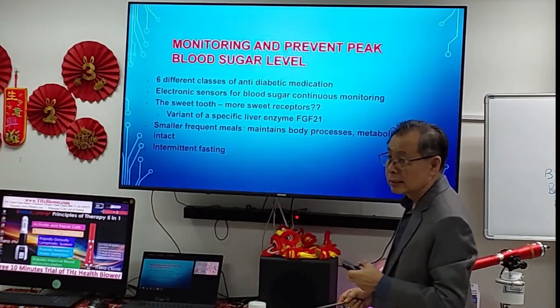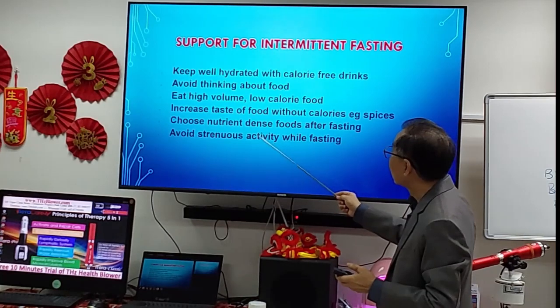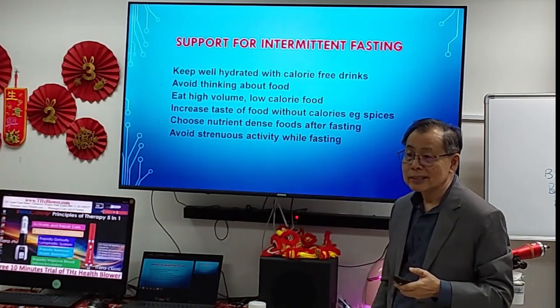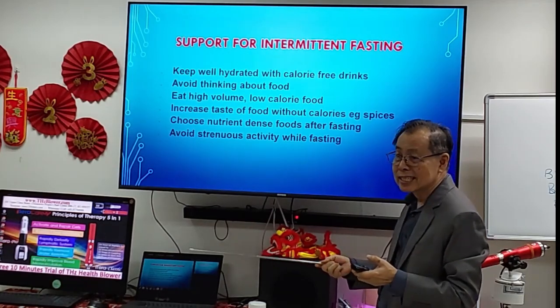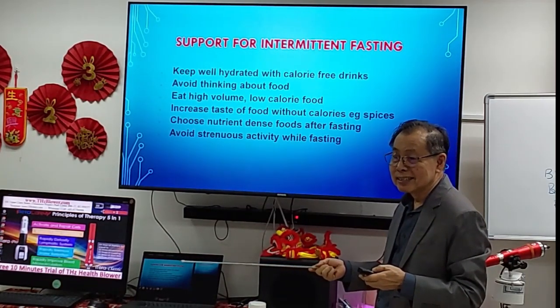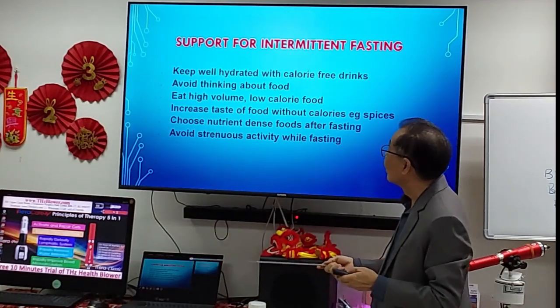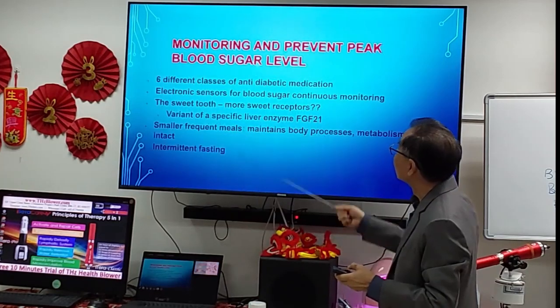What do you mean by eat high volume and low calorie food? Vegetables, high volume, not so many calories. Oh, means more food, not more important. Bulk. Like vegetables, all these things, a bit more, okay.